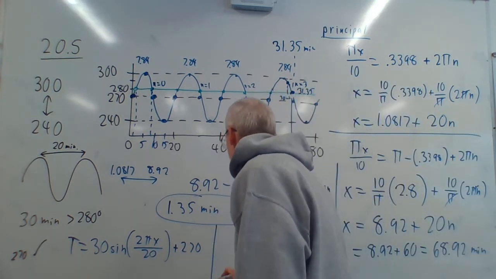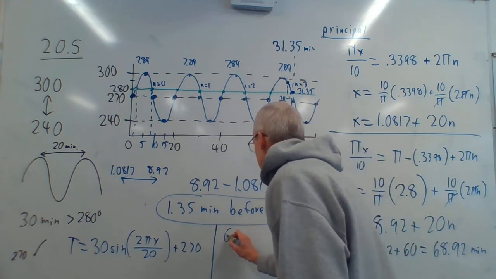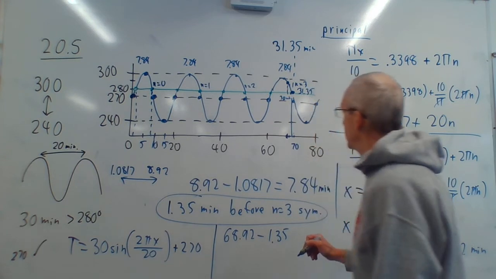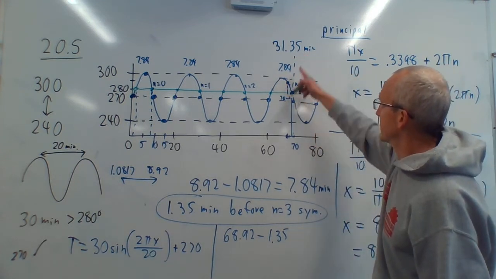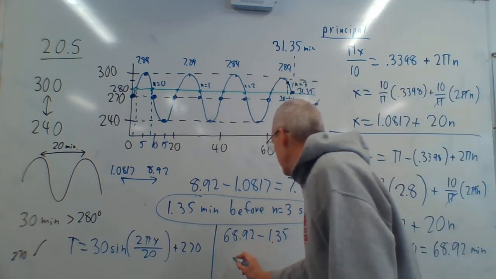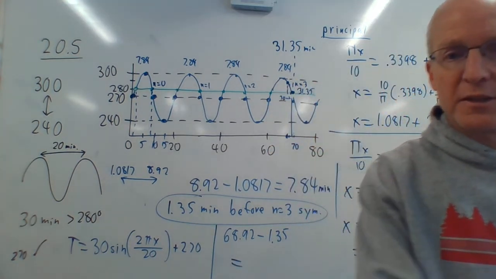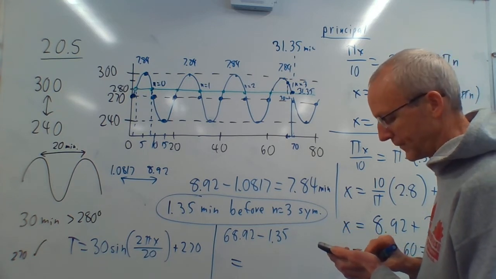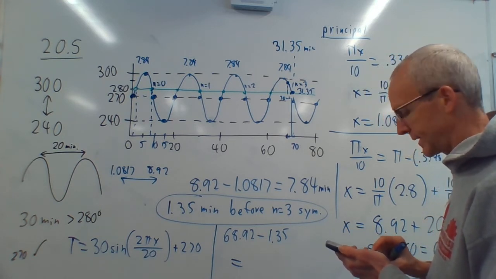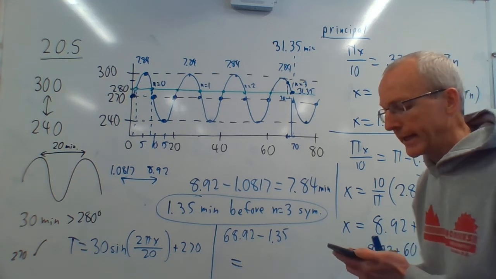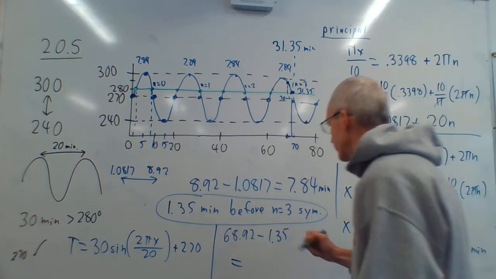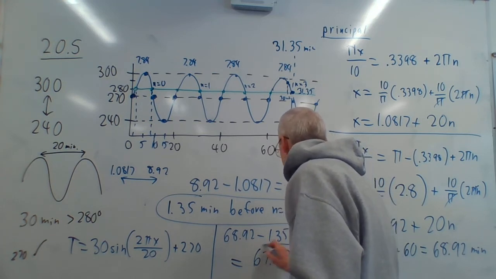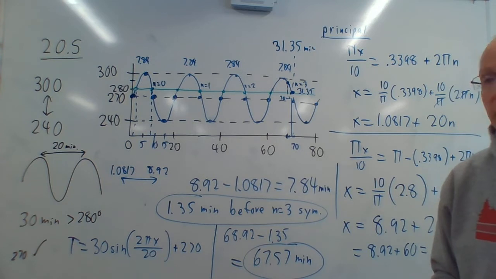So finally, the last step I have to do here is go 68.92 minus 1.35, because that's to get to 30 minutes, right? Because right there is at 31.35 minutes. And then we're done. We've solved the problem, and it only took me a little over 24 minutes. Okay, so 68.92 minus 1.35, I get 67.57 minutes. So he has to have it in the oven for 67.57 minutes.